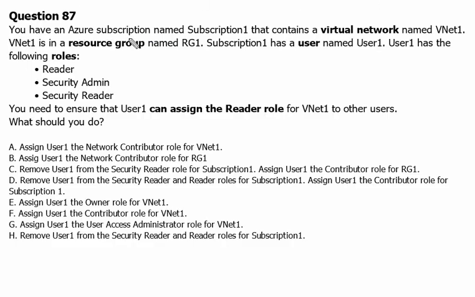You have an Azure subscription named Subscription 1 that contains a virtual network named VNet1. VNet1 is in a resource group named RG1. Subscription 1 has a user named user1. User1 has the following roles: reader role, security admin role, and security reader role. You need to ensure that user1 can assign the reader role for VNet1 to other users. What should you do?